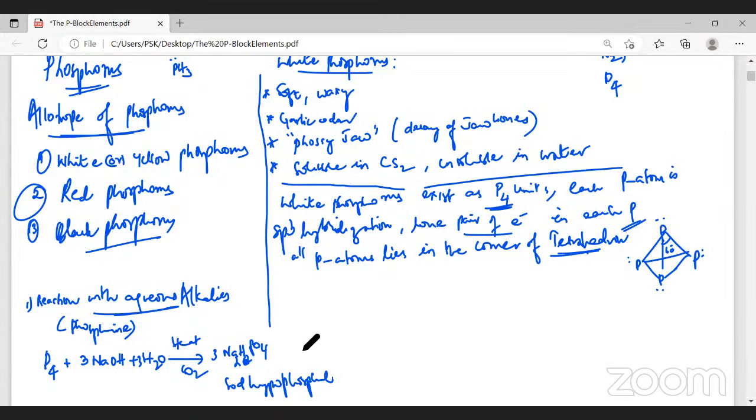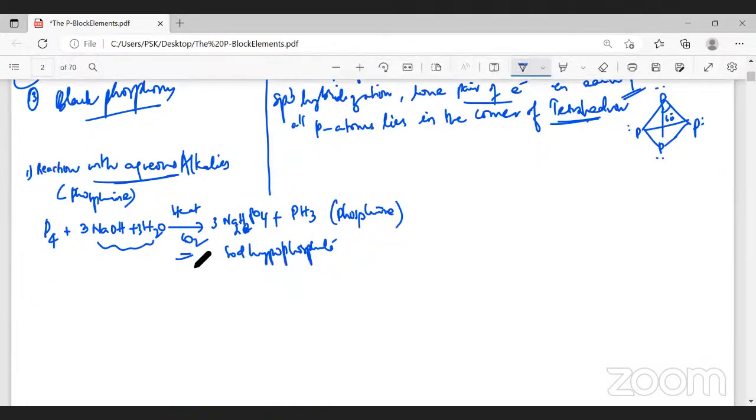And the product we get is PH3. This PH3 is called phosphine. So we can prepare phosphine by heating white phosphorus with aqueous sodium hydroxide in the atmosphere of carbon dioxide. We get sodium hypophosphite and we get phosphine. It's an important question, how phosphine is prepared, or they can ask you how white phosphorus reacts with alkali. This is with respect to white phosphorus.